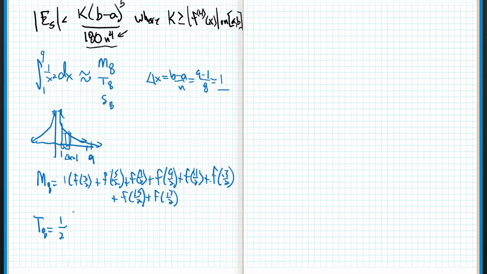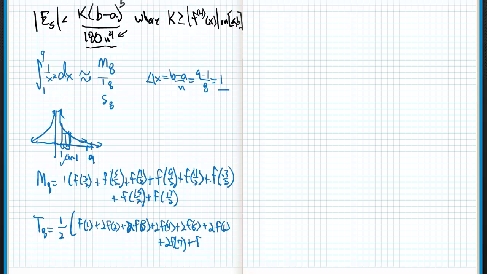And then I'm going to do this. I'm going to go 1 times f of 1, because that's my leftmost endpoint, plus 2f of 2, plus 2f of 3, plus 2f of 4, plus 2f of 5, plus 2f of 6, plus 2f of 7, right?